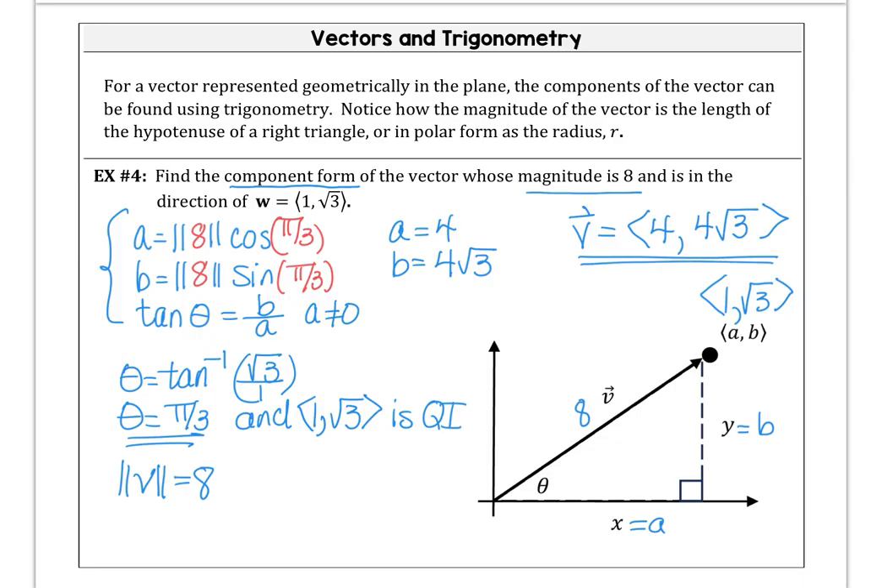This is vector v. X goes out 4, and y goes up 4 square roots of 3. And it just gets longer out there. So <4, 4 square roots of 3> represents a vector whose magnitude is 8 in the same direction as the given vector. That's day 1.